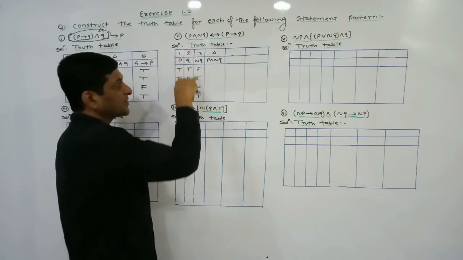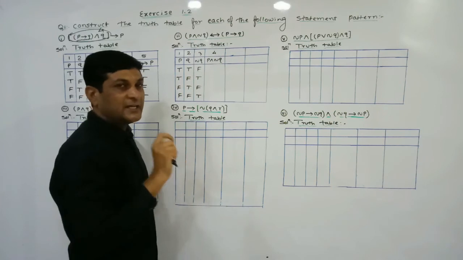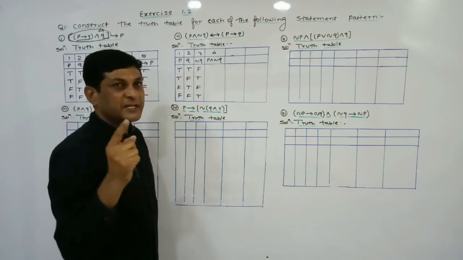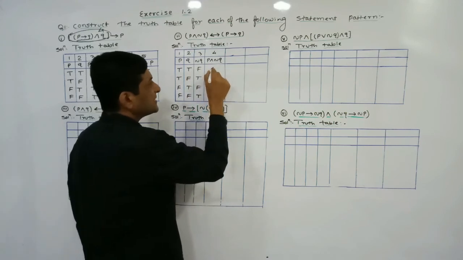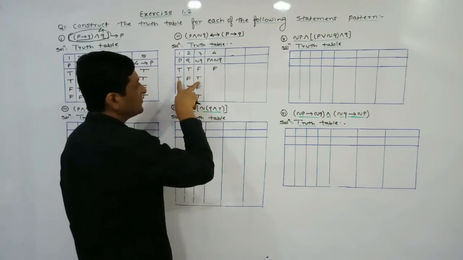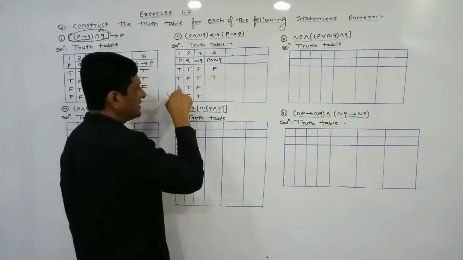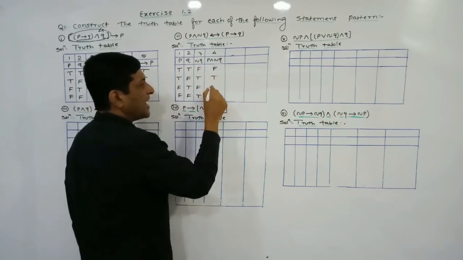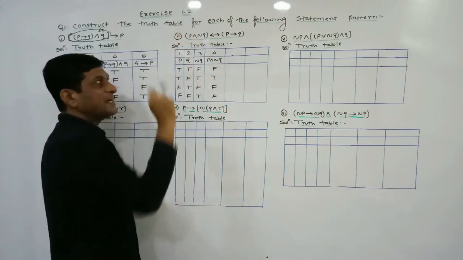Here we are connecting these two statements by the logical connective and. In case of and, if at least one statement is false, the result will be false. Here F appears, so we can say that this statement is false. Again, if you observe here, both truth values are true, so the result will be true. Here at least one statement is false, so it will be false. In this way we have got the truth value of P and negation Q.